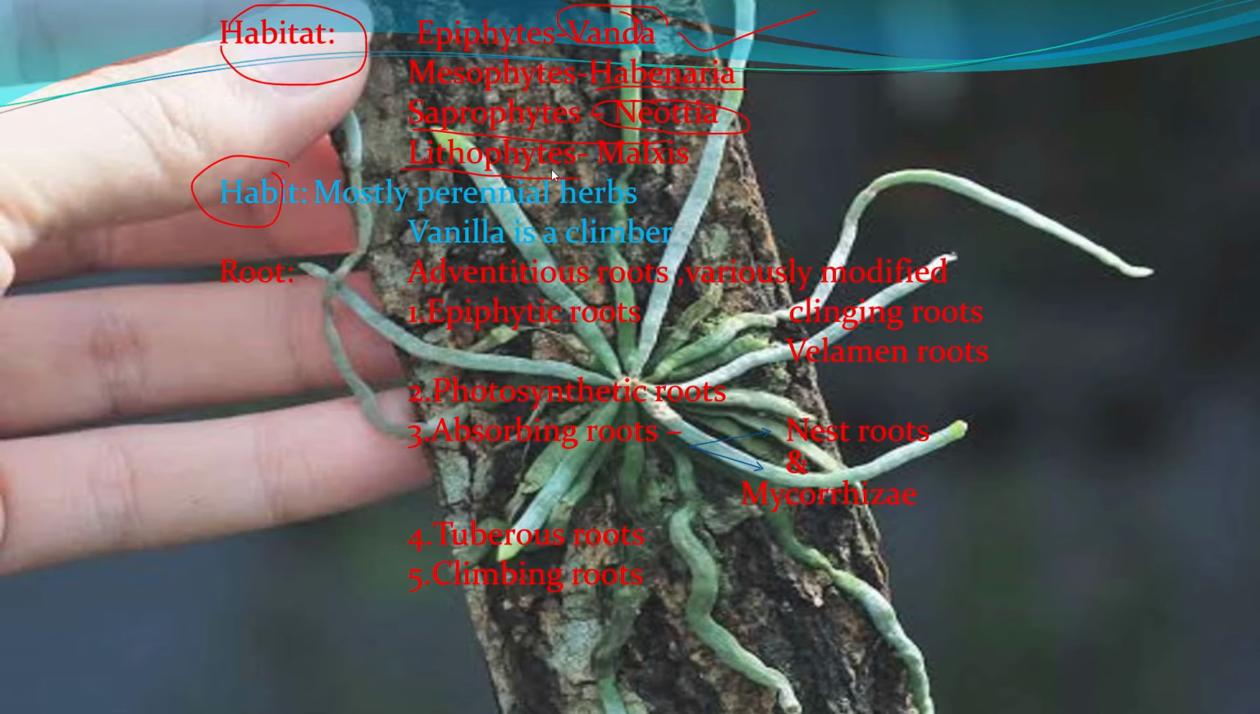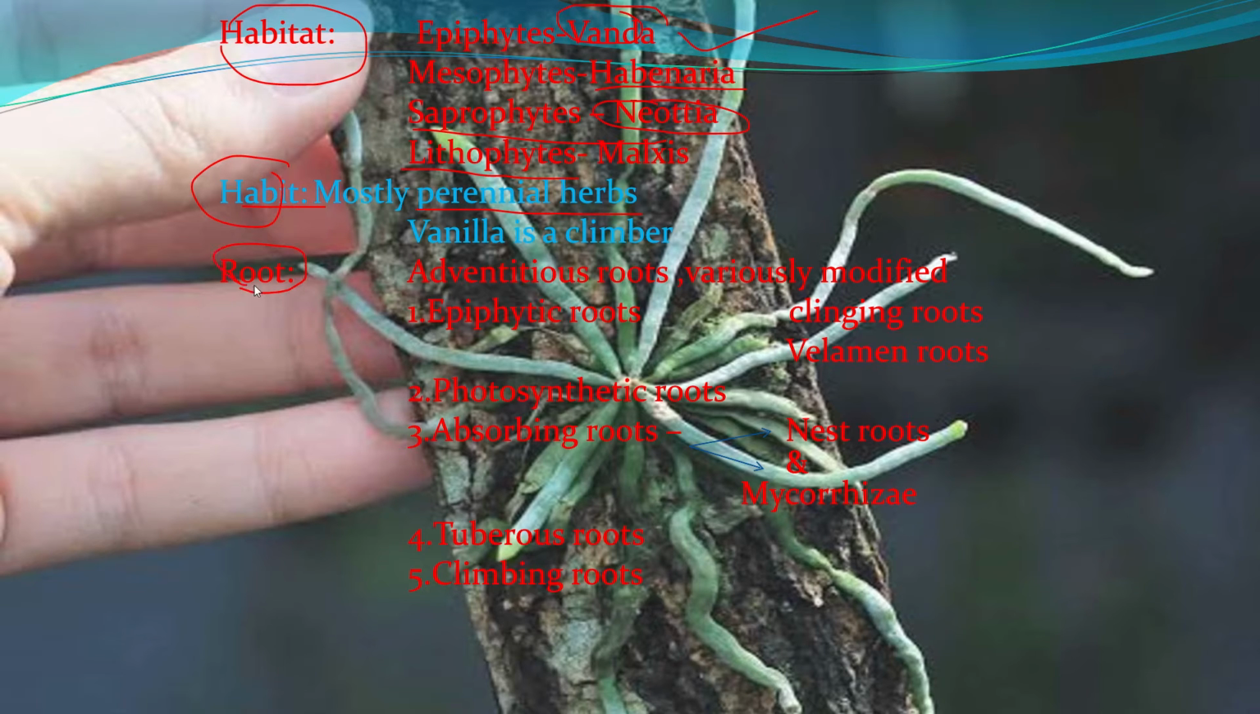What are lithophytes? Plants growing on lith; lith means stones. They are called lithophytes. What is the habit of these Orchidaceae plants? Mostly they are perennial herbs. Some are climbers also. Example, Vanilla is a climber.